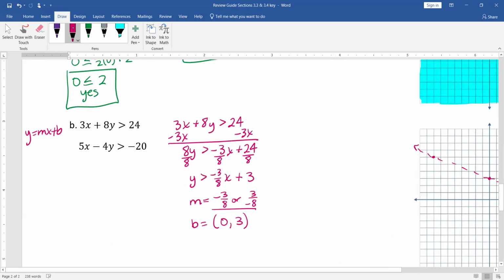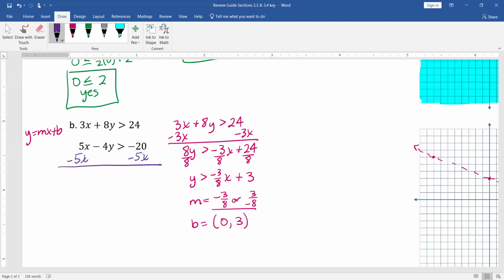Okay, so the other one is 5x minus 4y is greater than negative 20. So I'm going to move my 5x. I get negative 4y. Don't forget to keep the subtraction as a negative with 4. It's greater than negative 5x minus 20. I'm going to divide everything by negative 4. Negative y. It's negative, so I have to flip my inequality. So now it's less than 5 over 4 x, and 4 goes into 20. They're both negative, so this becomes a positive 5.